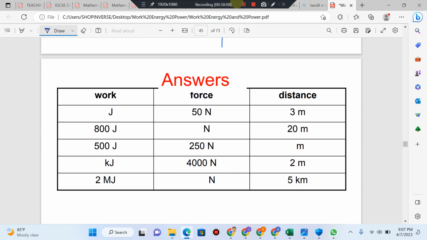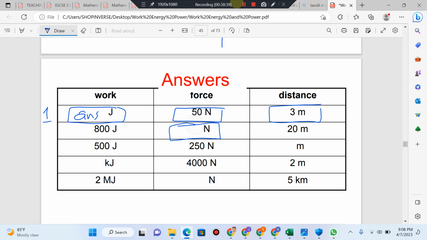So this is a classwork for you. You can pause the video now and solve this question. So this is how you solve the question. Question number one, you have to calculate work done. That's why no value is here. You are given the force as 50 newton, you are given the distance as 3 meters. So use your formula to calculate the work done. Whichever answer you get, you put the answer here.